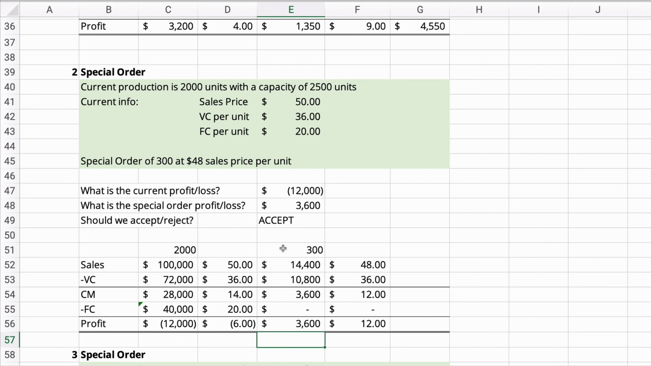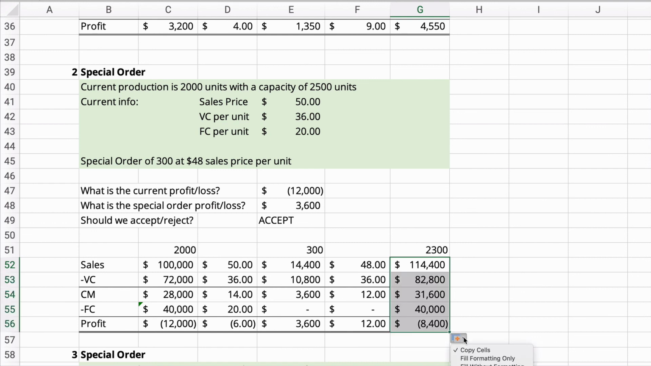3,600. So if we want to combine all this, we're going to take the 100,000 plus the 14,400. So just by selling 300 more, we're going to reduce our profit or loss from 12,000 down. We're going to lose less money, which is good. So let me just copy it all. So instead of losing 12,000, we're going to gain 3,600 on that special order of 300.